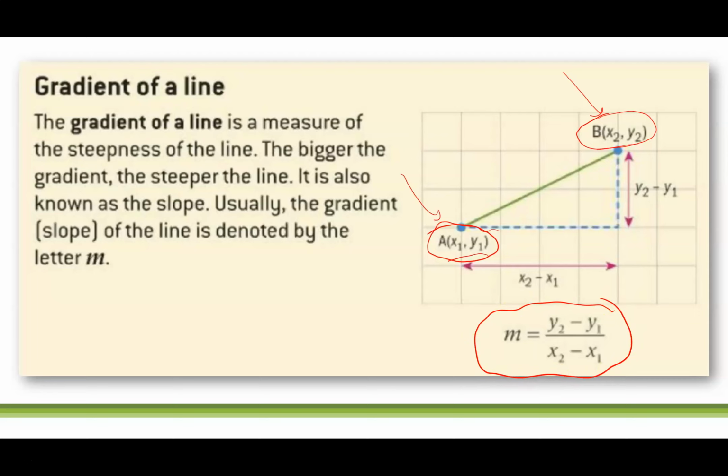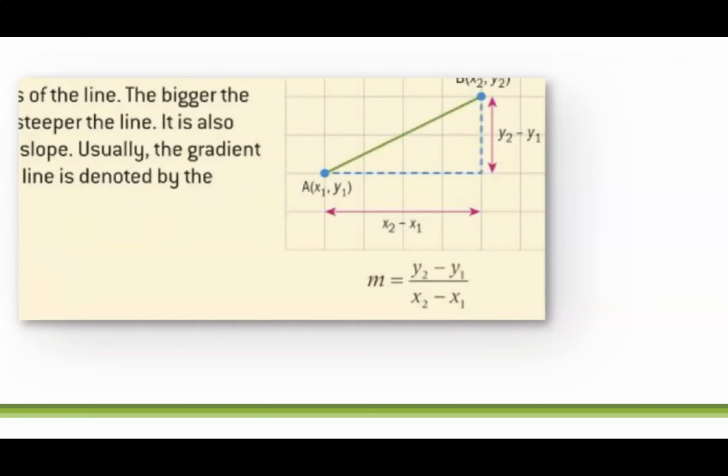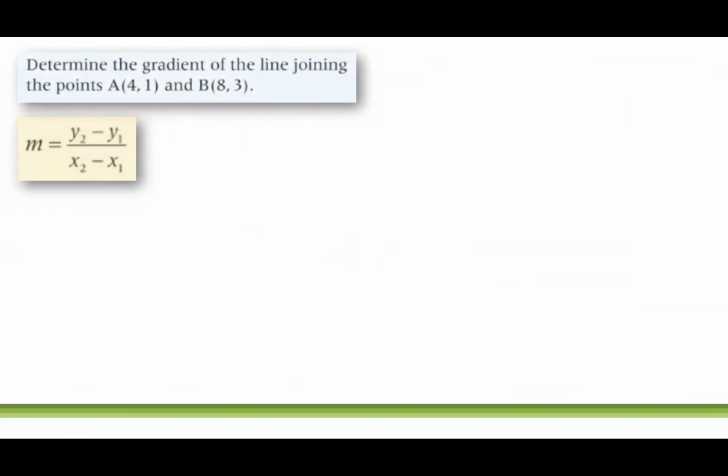It's a formula which will compute the gradient based on our knowledge of the coordinates of the endpoints or any 2 points on the line, and we'll take advantage of similar type things. So here we go. Here's a very simple one. Determine the gradient or slope of the line that joins A (4,1) to B (8,3).